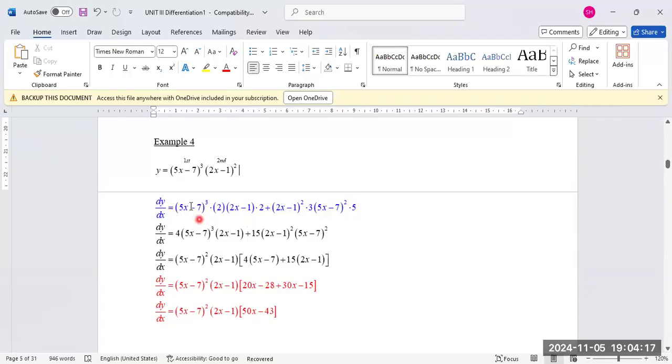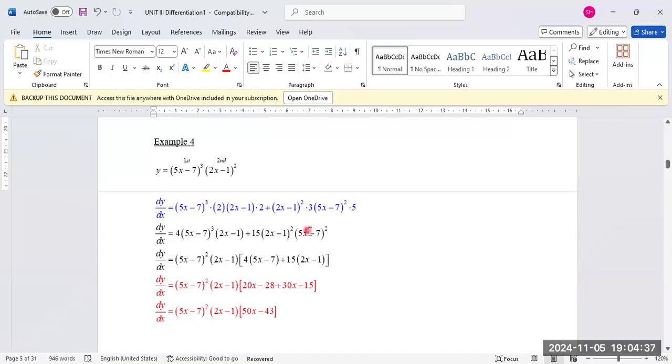5x minus 7 to the third, and 2x minus 1 to the first, right here. Then I'm going to do the same thing to the second term. I'm going to have a 3 and a 5 floating. So 3 times 5 is 15. So I put the 15 right here. And then I'm going to have this 2x minus 1 to the second power. See it right here. And this 5x minus 7 to the second power right here.